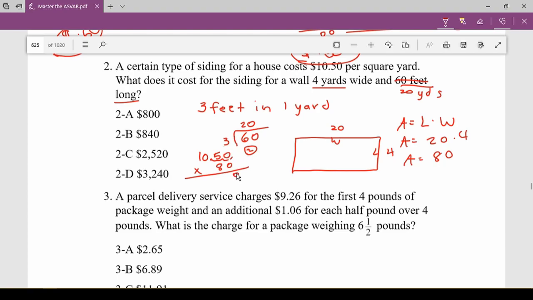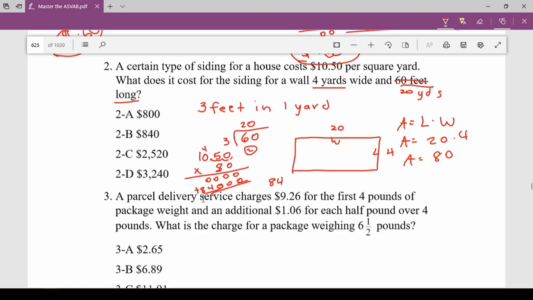0 times 0 is 0, 0 times 5 is 0, 0 times 0 is 0, 0 times 1 is 0. Bring down a zero since we're starting this number. 8 times 0 is 0. 8 times 5 is 40. Carry your 4. 8 times 0 is 0 plus 4 is 4. 8 times 1 is 8. Add. 0 plus 0 is 0. And we can see this is going to be just 8, 4.